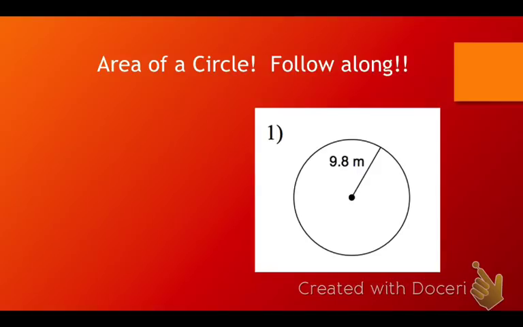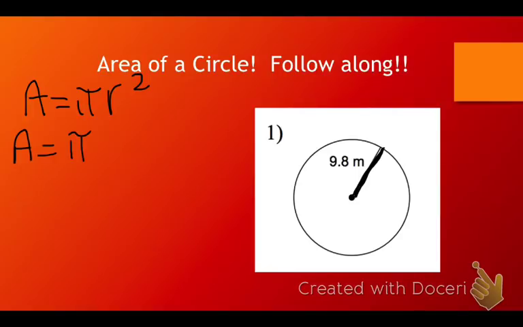So first thing we're going to do is write down the formula. A equals pi r squared. Radius is half the circle. If I look at this line right now, it is just covering half the circle. So my radius is 9.8. So I'm going to substitute into the formula. A equals pi, then in parentheses, 9.8 squared.